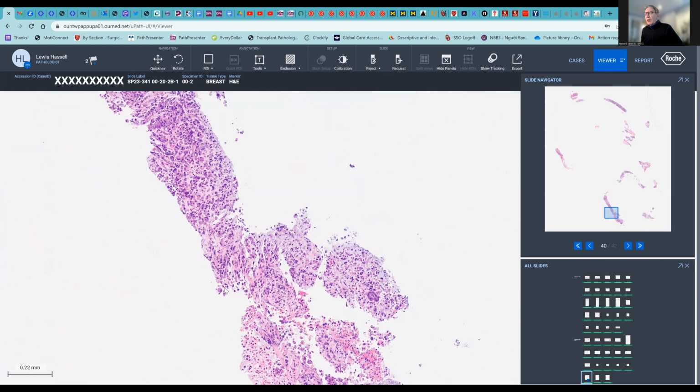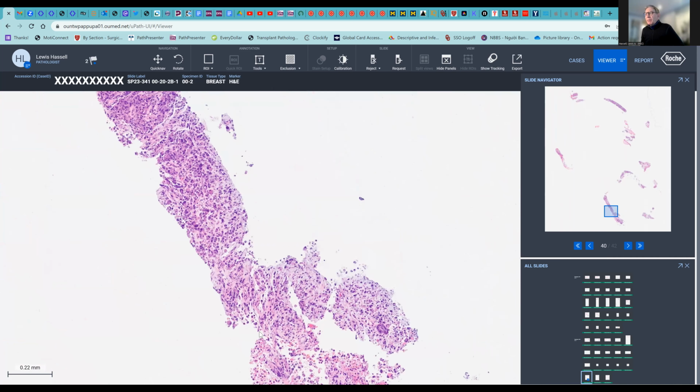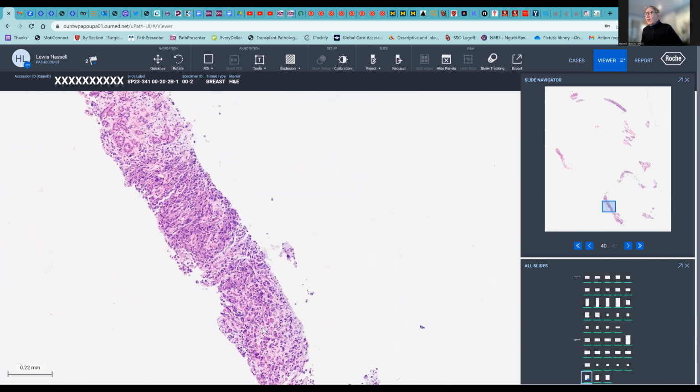Rather, in the pancreas, it usually is the pattern we associate with undifferentiated carcinoma, which can have a variety of types.